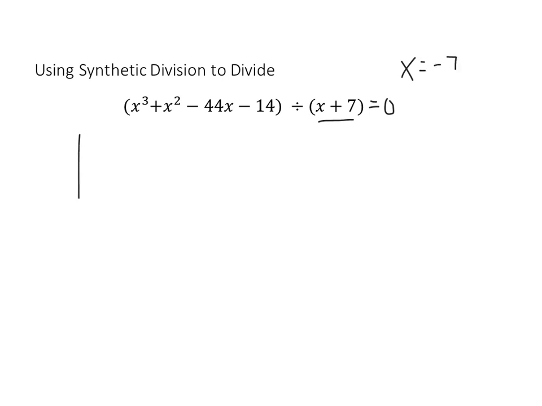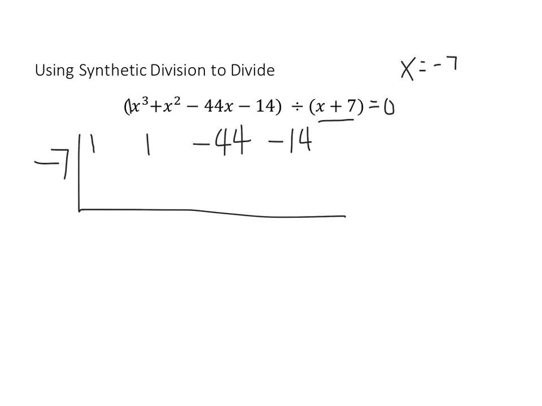So when I set up my synthetic division, I'm going to put -7 on the outside, and then I'm going to use my coefficients. So for the x cubed, it's 1, then I use 1, -44, and -14. Now remember, if you don't have a term, you have to put in a 0 as a placeholder. But for this one, it has all of them, so the first number comes straight down. We have 1. 1 times -7 is -7. We add vertically. 1 plus -7 is -6.